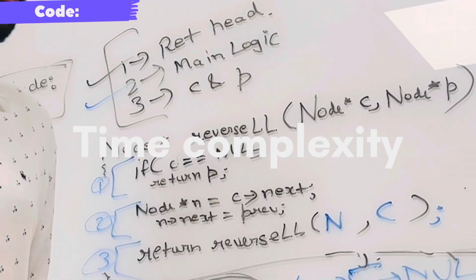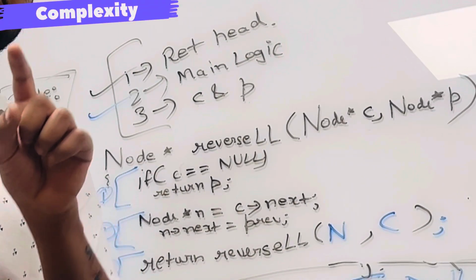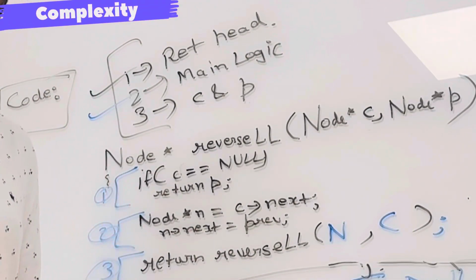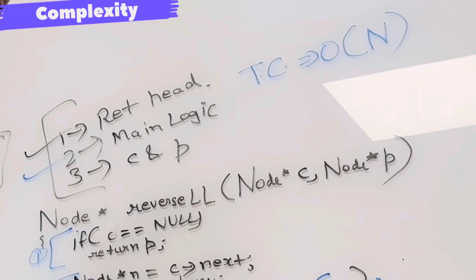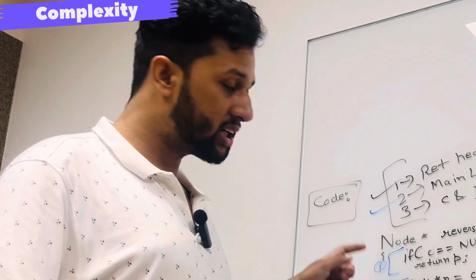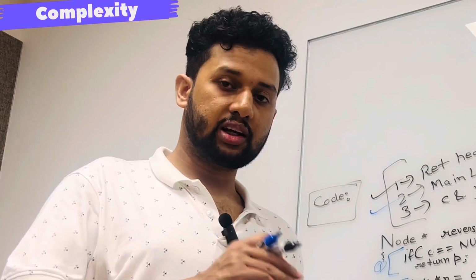So if we talk about the time complexity for this program, we will visit each node only once, right? So the time complexity of this program will be big O of n, where n is the number of elements in a linked list. One more thing, as it's a recursive program, it will take big O of n auxiliary space also for the recursive stack.